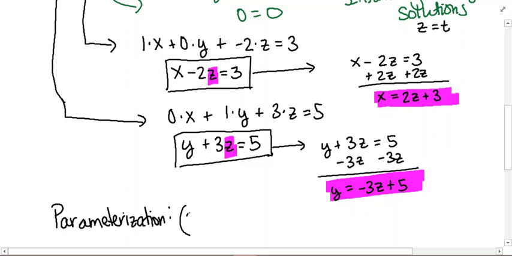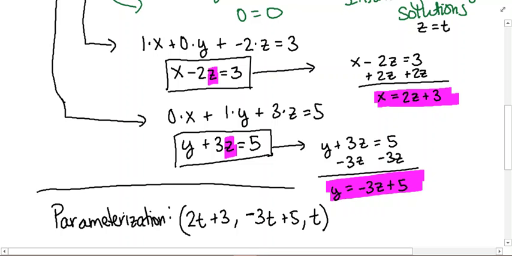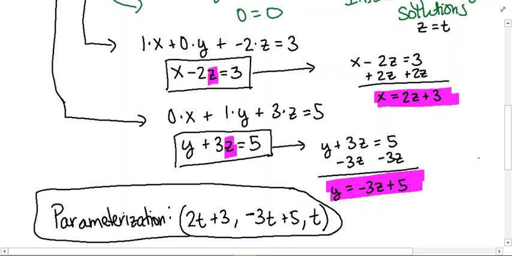So x is going to be 2t plus 3. Y is going to be negative 3t plus 5. Don't forget the z because there's three variables. The z is the t. This is your parameterization. This is the compact way of writing down all the solutions to the system.